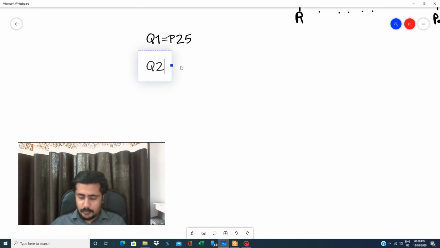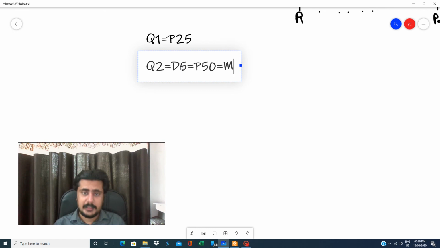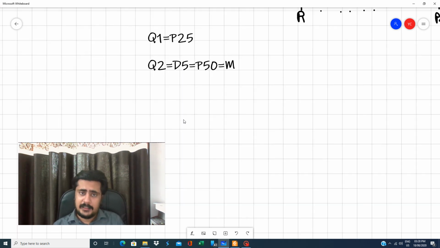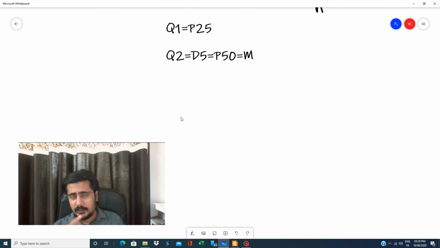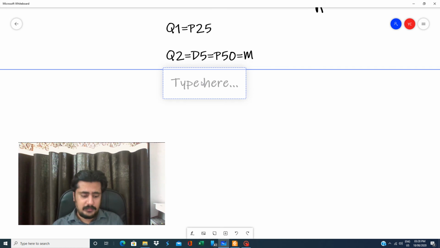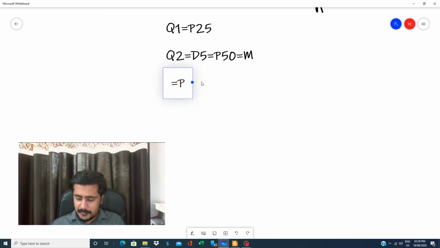Same way Q2 covers 50% area. So it will match with D5. D5 is also 50%. It will match with P50. P50 will also have 50% area, and it will match with the median, because the median also covers 50% area. So if you find any of the four, you will get the same answer, and it is equivalent whichever you find. Q3 will always match with P75.